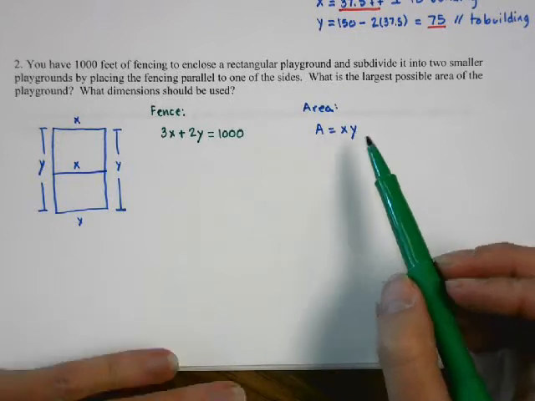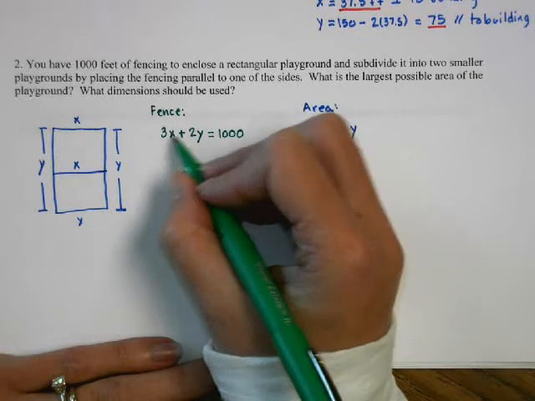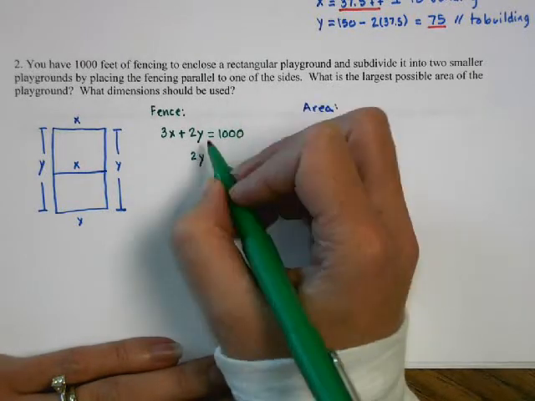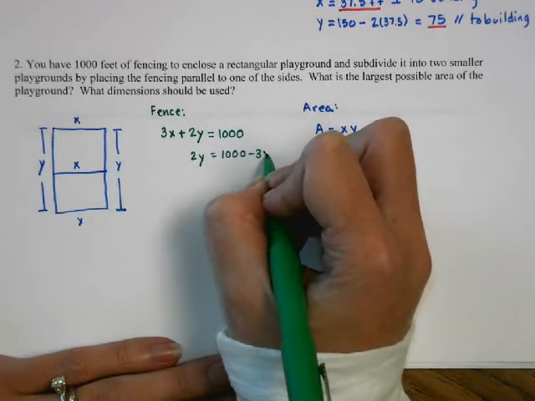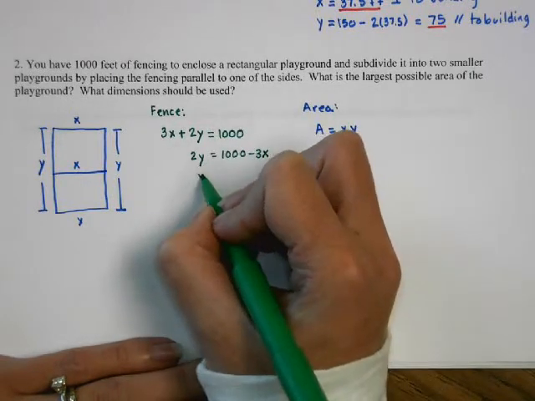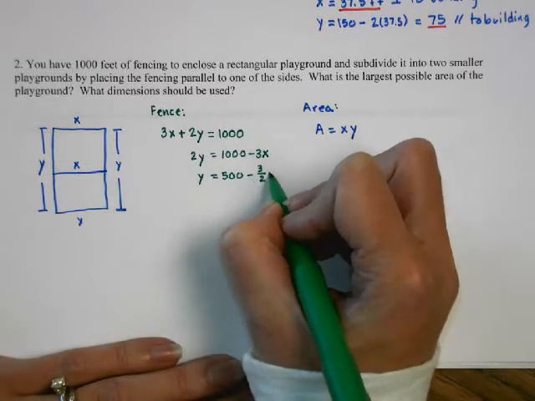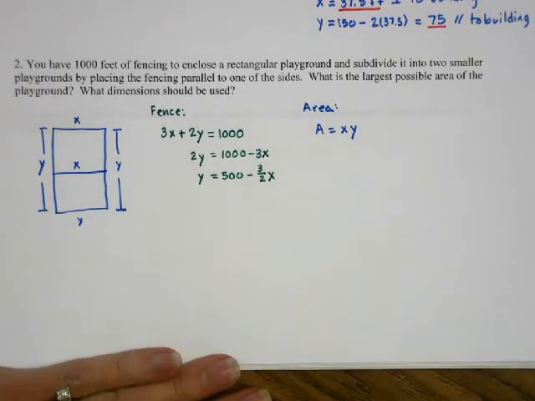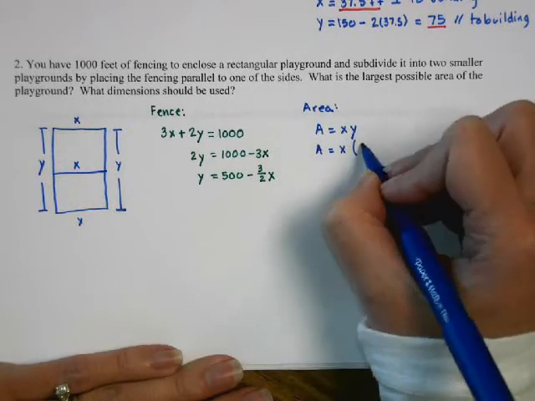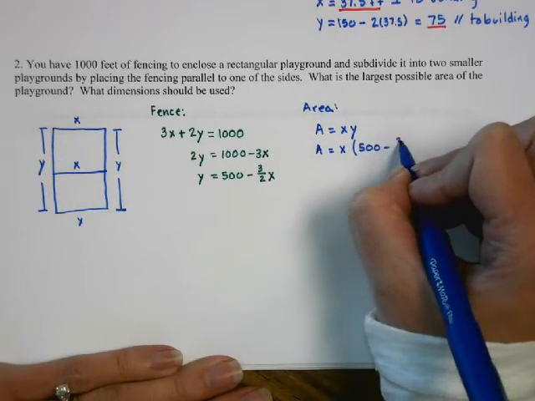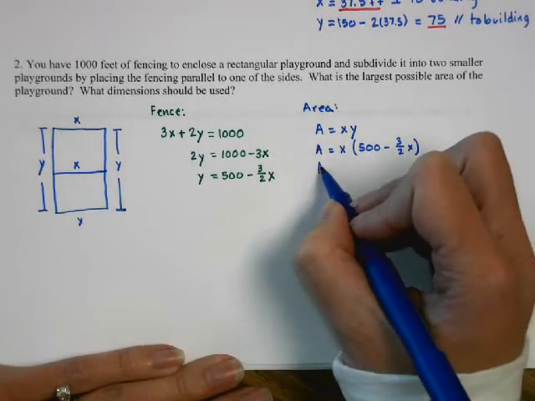We want to get this in terms of one variable, so I'm going to take this equation and solve. You can solve for either x or y, it doesn't matter. Then we'll divide by 2, so that'll be 500 minus 3/2 x. We'll take that and replace it over here. Simplify it, and then we'll take the derivative.